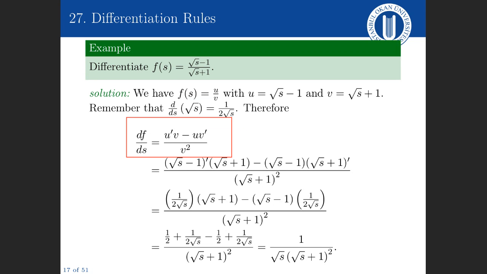We can use the quotient rule to calculate this derivative. We must calculate u prime v minus u v prime divided by v squared. Again, please pause the video and check this calculation, check that you're happy with this, and then let's move on.